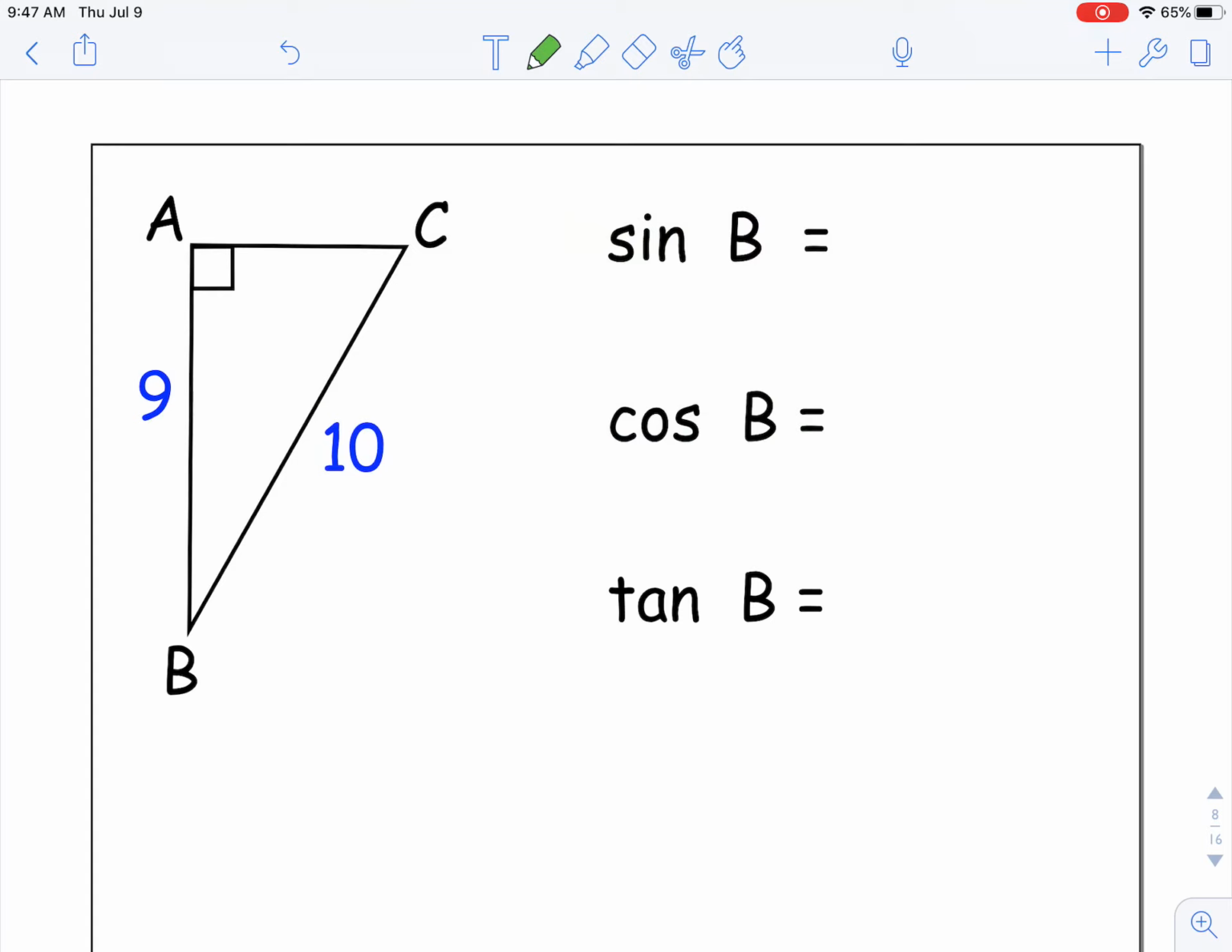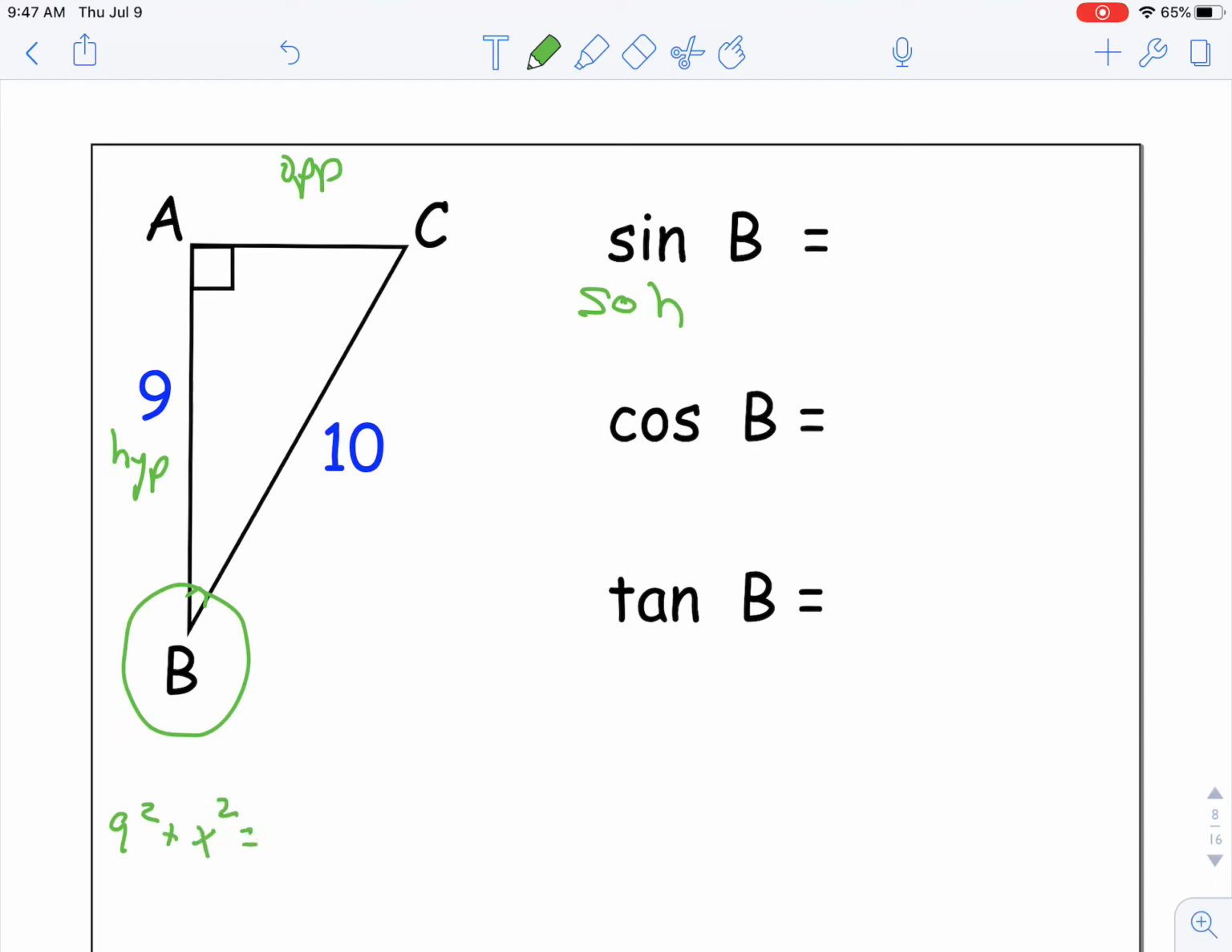So let's do one more together, where we are going to write the sine of angle B. So again, you have to know what your reference angle is. Angle B. Sine is opposite, so this is my side that's opposite over my hypotenuse. Well, I don't know my opposite side in this case, but remember, it's a right triangle. So I can get this side using the Pythagorean theorem.